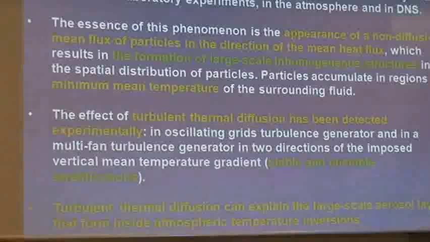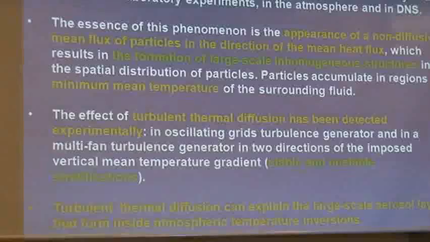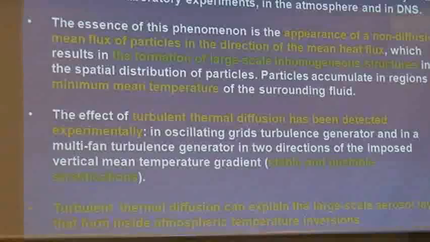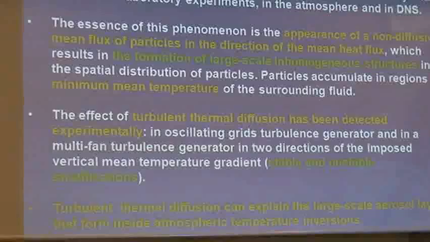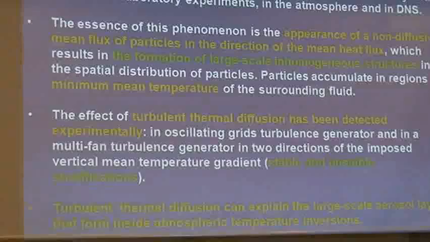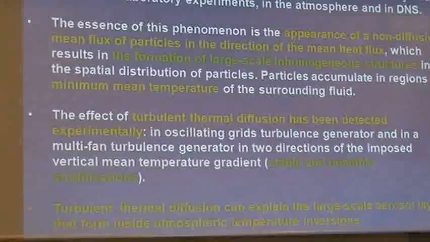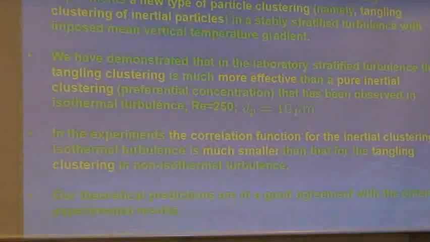Okay, conclusions. We discussed here the turbulent thermal diffusion effect, the formation of large-scale clustering. This effect was predicted theoretically and observed in laboratory experiments, in atmospheric flow, and in DNS. The essence of this effect is the appearance of a flux of particles, which is directed, as well as the heat flux, to the minimum of mean temperature. This effect can explain the formation of large-scale clouds of aerosol particles. Everyone knows there is a correlation between the appearance of temperature inversion and pollutants. Pollutants tend to accumulate in the vicinity of the temperature minimum, and one of the mechanisms of this formation is the effect of turbulent thermal diffusion.